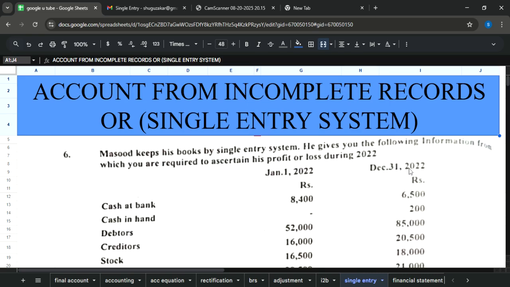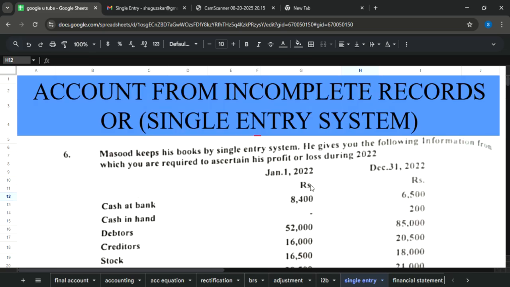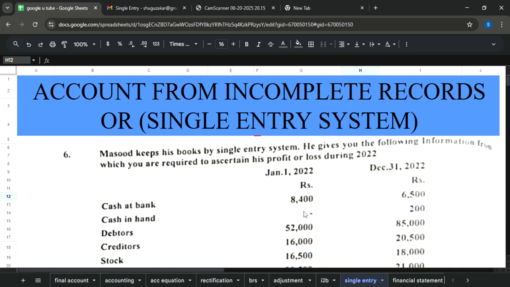Let's begin. Since these are opening assets and liabilities, no adjustment is needed. So we will directly post these amounts to opening. Cash at bank, opening statement. We will write cash at bank. Amount of cash at bank given over here is 8400. Write down 8400 on the opening asset side. After that, cash in hand, no amount is present, you can skip.